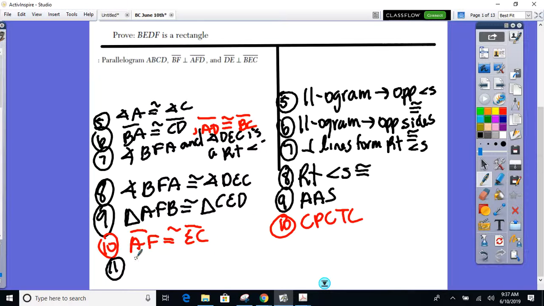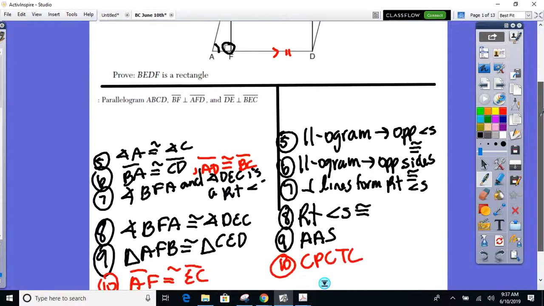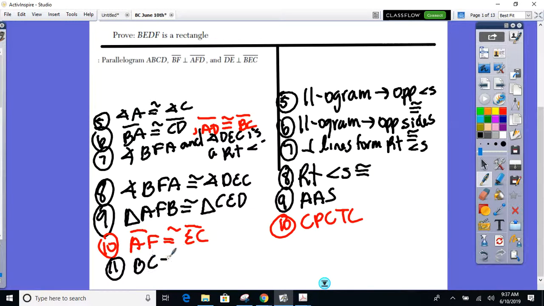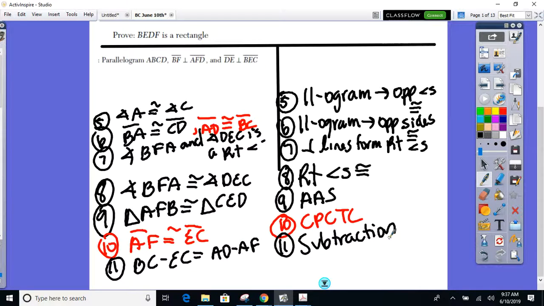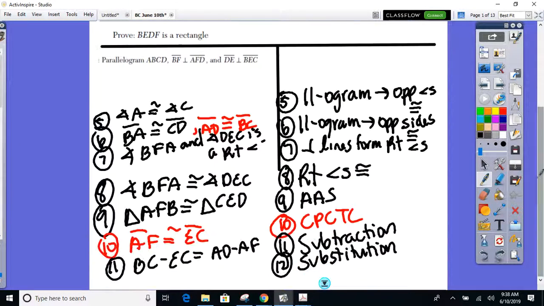What am I subtracting? BC minus EC is equal to AD minus AF. Subtract. Guys, what has always come after addition? Substitution. That's not going to change. And if I could spell it right. Substitution. And then now you can say BE and FD are congruent.